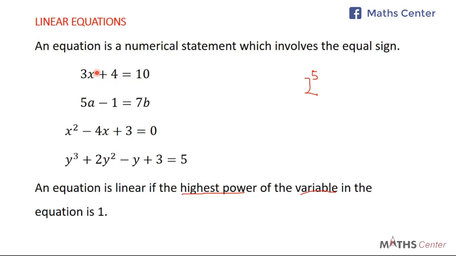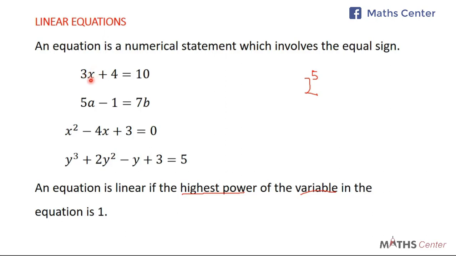The power of x is 1. We know that any number raised to the power 1 is the same number. So x raised to the power 1 is x. So whenever you see a variable, a letter with no power on top of it, it means that the power there is 1. So it means the power of x in this equation here is 1.